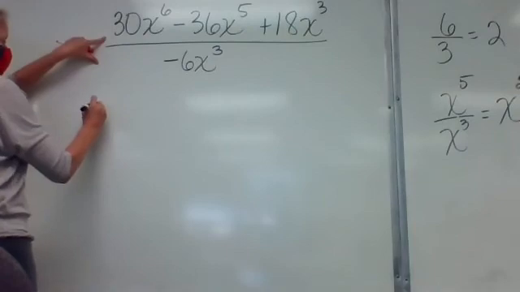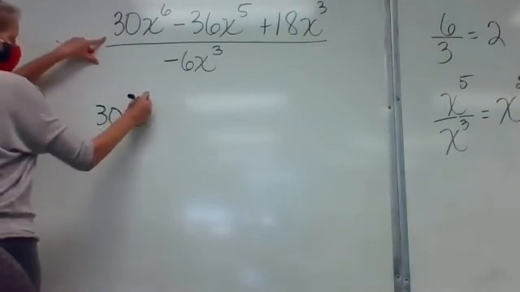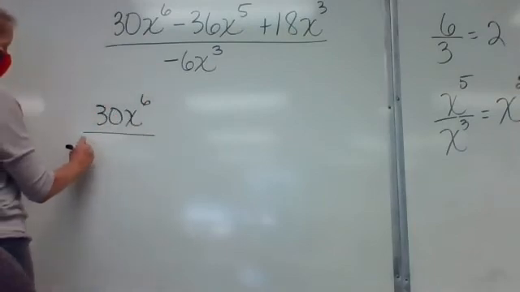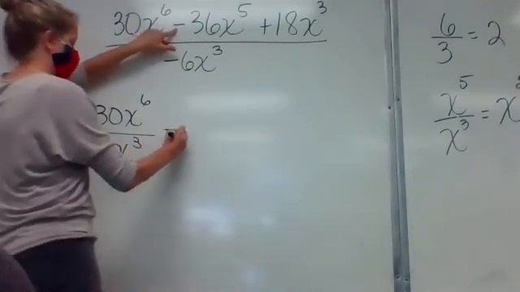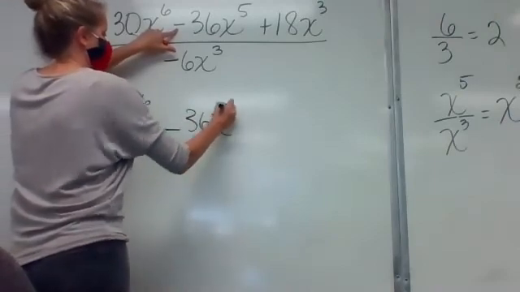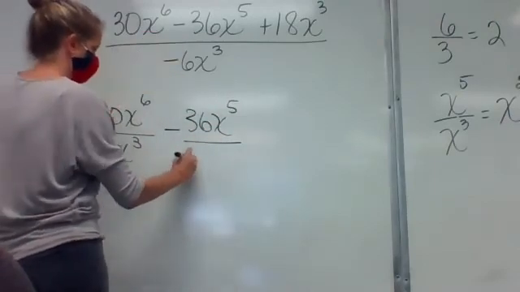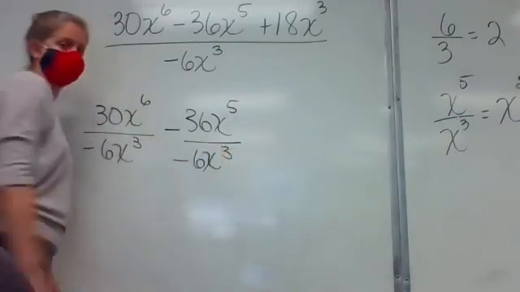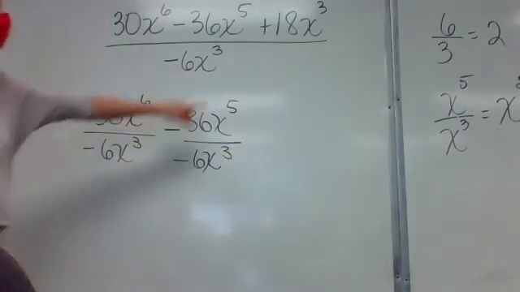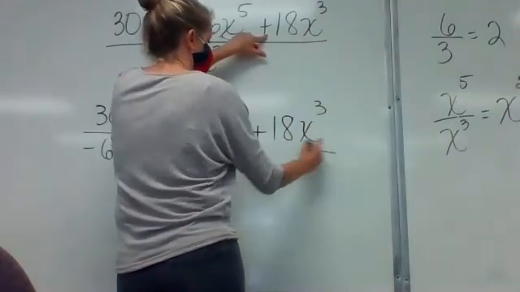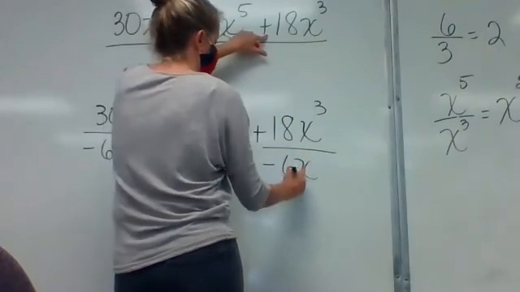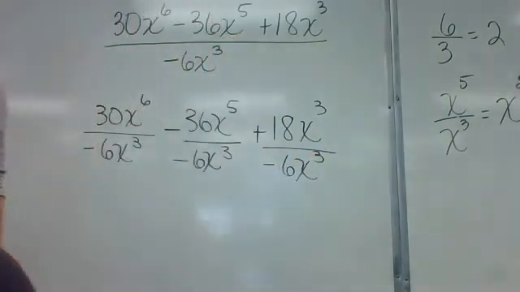So I'll have 30x to the 6th over negative 6x to the 3rd minus 36x to the 5th. Right? Give it its own negative 6x to the 3rd. And then what's the last thing? Drop the plus. Plus 18x to the 3rd over negative 6x to the third. So everybody gets their own negative 6x to the third.